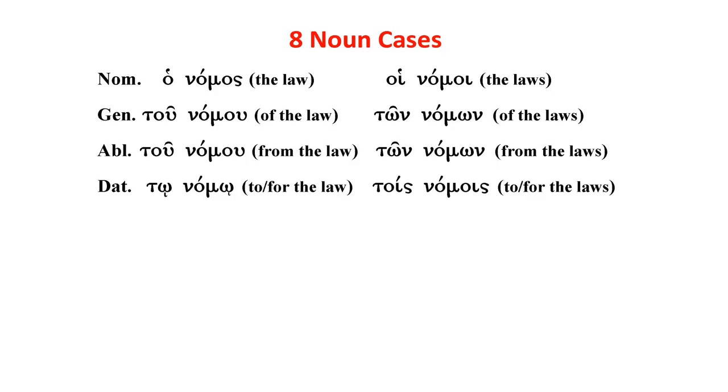And now we come to the dative case form, the fourth form down, tō nomō, or in the plural, tois nomois. And whenever you see this particular form with this article, with the tau and then the omega iota subscript ending for the noun, then you'll have to ask yourself, is it a pure dative, which would be translated either to the law or for the law, or in the plural, to the laws or for the laws? You'll always have to ask yourself those questions as you're reading the Greek sentence and translating in your mind.